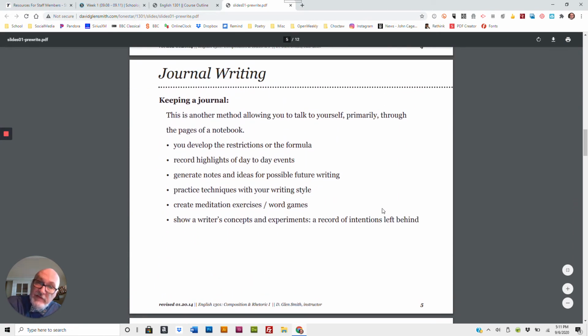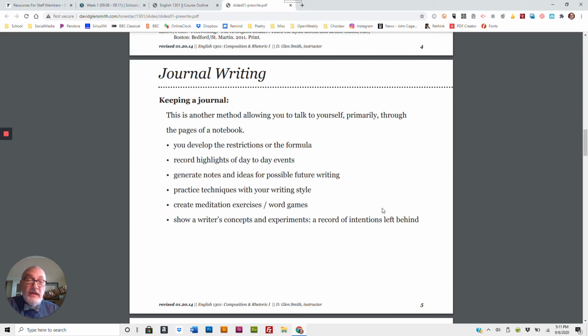Journals, again, like I said, journals are real easy to maintain. You set the rules, you set how it's going to look. No restrictions whatsoever. There's no formula. There's no perfect way. In a manner of speaking, these are like meditation exercises. You are just reflecting back on your day and seeing how you feel.